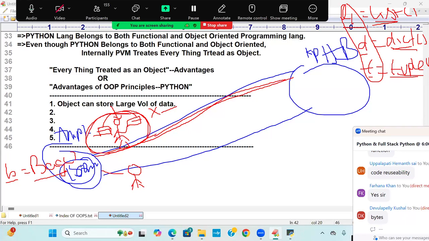A class does not contain memory space. Objects will contain memory space. You can store the data in where? In an object. To create an object, what is required? You only know it from the beginning days. You remember.